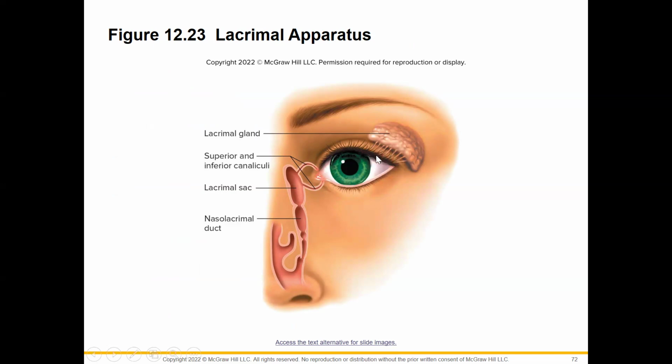Once the tears get into the eye, they slide on over toward the medial aspect of the eye where you have the canaliculi, superior and inferior, that collect the tears. They shuffle the tears into the lacrimal sac. That then leads the tears to the nasolacrimal duct, and that leads the tears to the nasal cavity. And again, that is why you need to blow your nose whenever you cry.